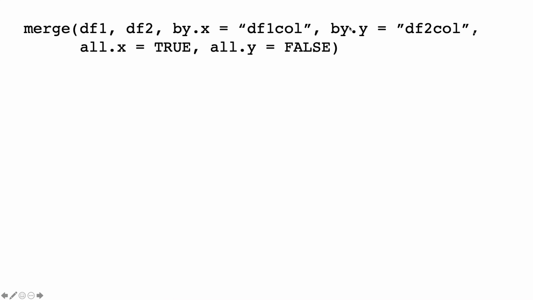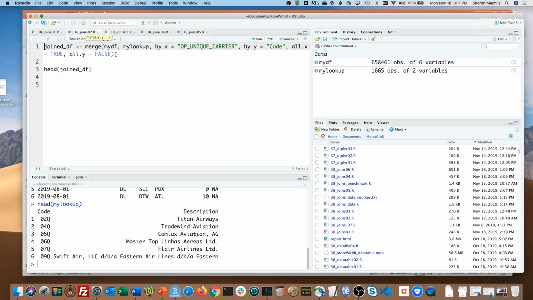You can also tell merge whether you want all the rows, including ones without a match, or just rows that match. In this case, I'd like all the rows from the delay data. If there's no airline code in the lookup table, I still want the information. But I don't need rows from the lookup table that aren't in the delay data. There are some codes for old airlines that don't fly anymore in there. So, all.x equals TRUE, but all.y equals FALSE. Here's the code, column names, all.x, all.y. Let me run that.